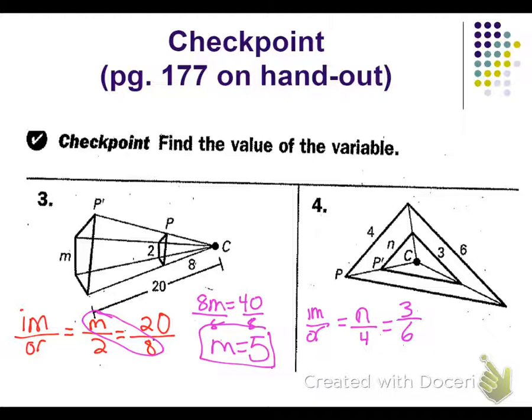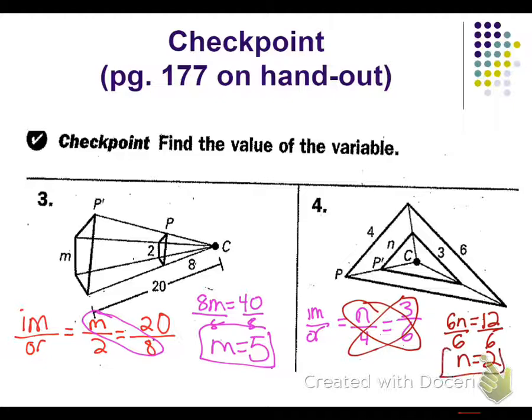Okay, now we're going to cross multiply. So we end up with 6 times n, 6n, equals 4 times 3, 12. We want to get n by itself. We divide by 6. N equals 2. So if you look at the two we had here, you saw your image. And this one, was this a reduction or an enlargement? So original to here is our image. It's an enlargement.